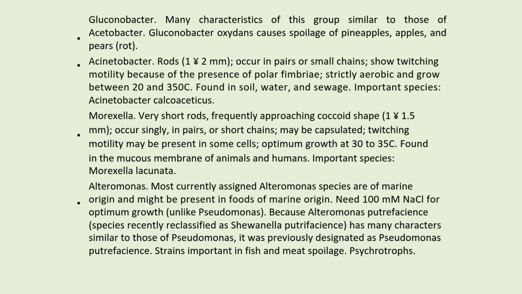Moving on, we find Gluconobacter. Many characteristics of this group are similar to those of Acetobacter. Specifically, Gluconobacter oxydans causes spoilage of pineapples, apples, and pears, leading to rot.